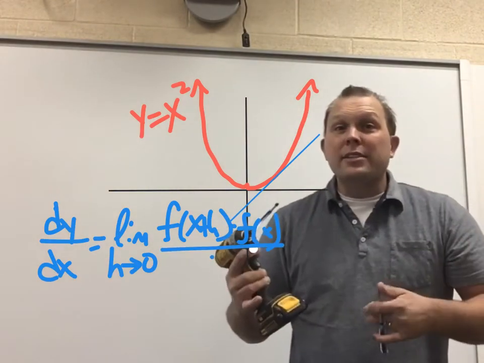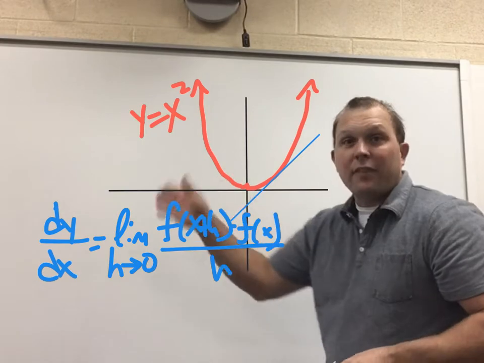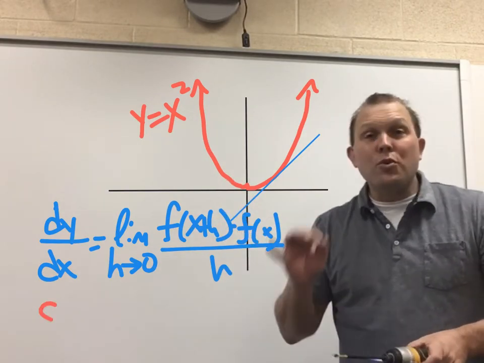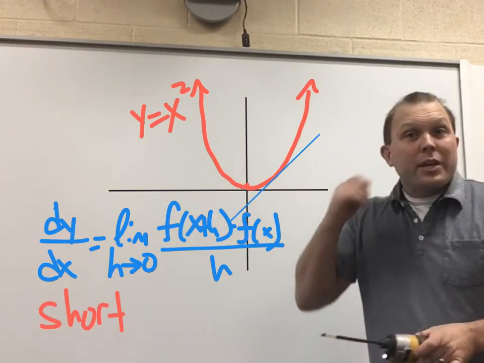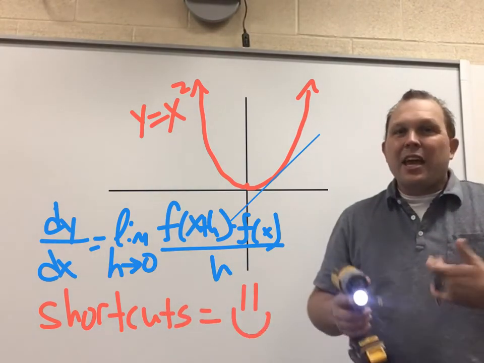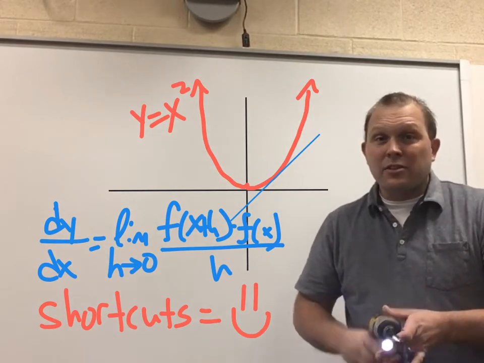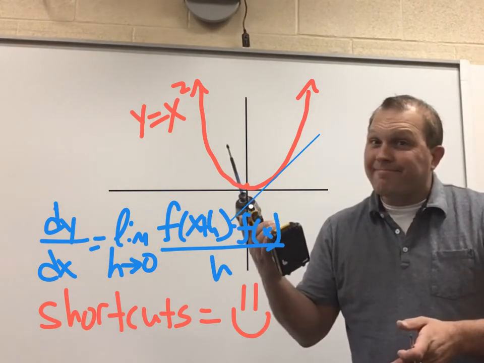So we're going to look at some shortcuts so that we can find out that the derivative of this y equals x squared is 2x, so that we can quickly find derivatives and we can generalize things, and we can use derivatives for lots of important things in math and science. So let's get to it.